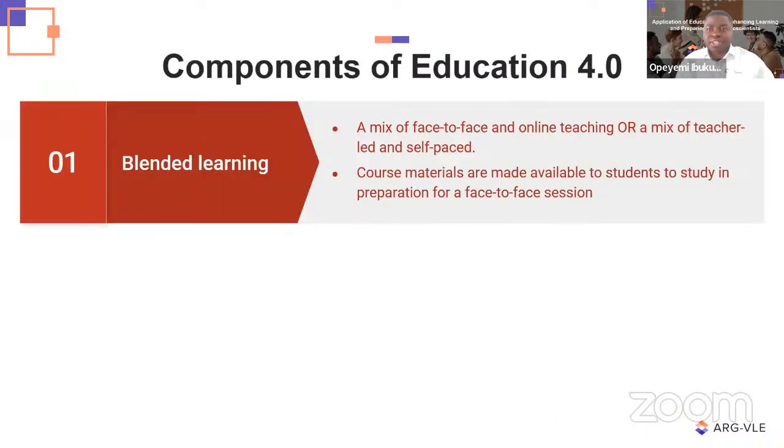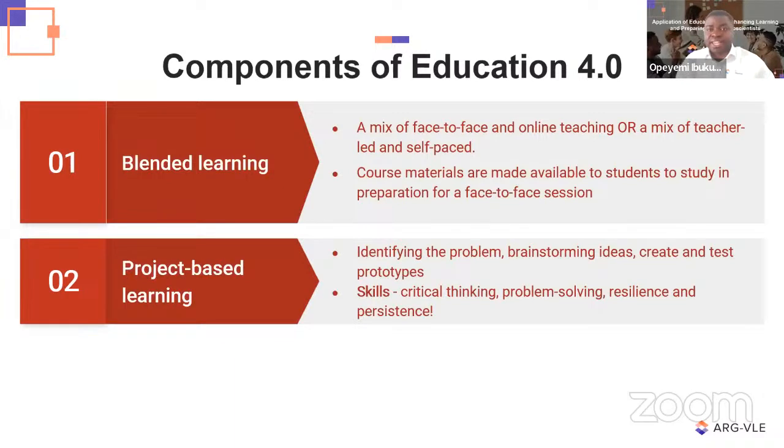So in terms of components of Education 4.0, which we're looking at in detail, the first one is blended, which has to do with a mixture of face-to-face and online learning, or self-paced and teacher-led. Course materials are made available to students in preparation for the face-to-face session. So what this does is that students go study the concepts, and the classroom becomes more of an interaction where case studies are taught. And then this leads to the next concept, project-based learning, where you could identify a particular problem, brainstorm the ideas, and then create prototypes.